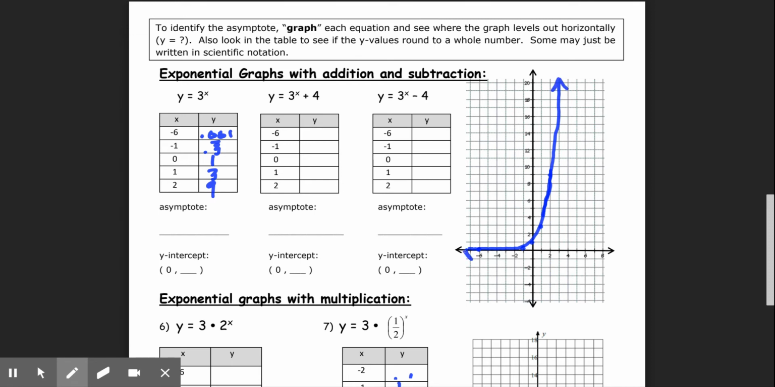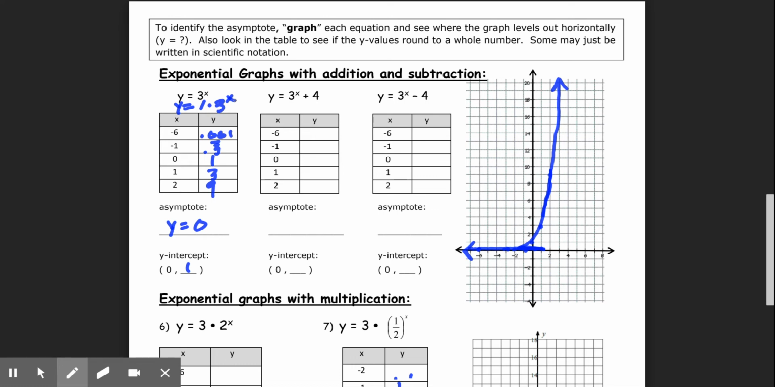There we go. Okay, so the asymptote is going to be basically where it levels out. You see how at -6, it's 0.001. It's never going to hit the x-axis, but it's real close. So we say this is going to be, and it's kind of like you go back and see about where it goes through. If you look at my graph here, it goes through about where y is equal to 0. The y-intercept, of course, is 1, because remember, this equation is like y equals 1 times 3 raised to the x power.